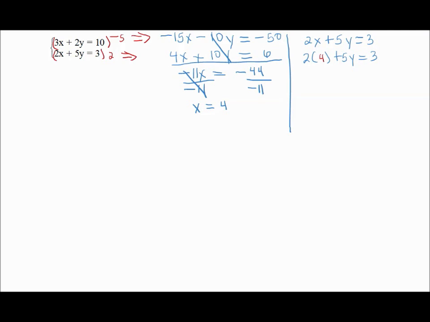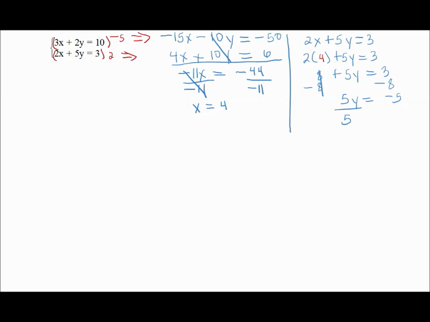So 2 times 4 is 8 plus 5y gives me 3. I'll subtract 8 from both sides. Let me fix this. I'll subtract 8 from both sides of my equation. The 8's cancel out, leaving me with 5y is equal to negative 5.